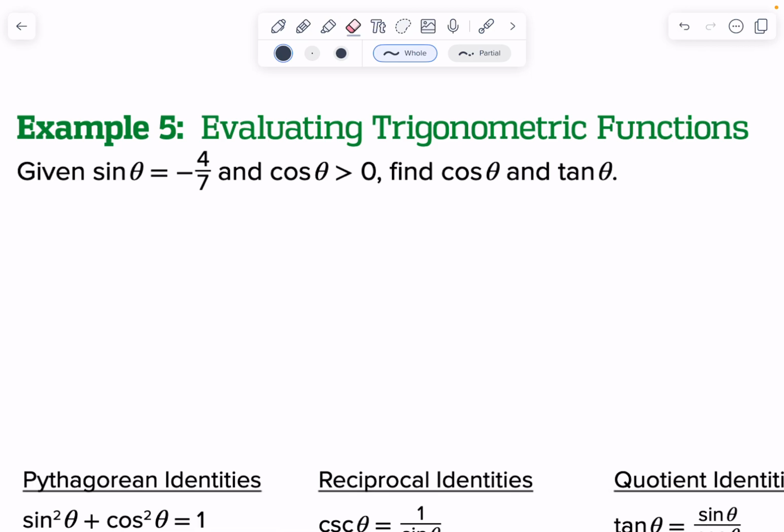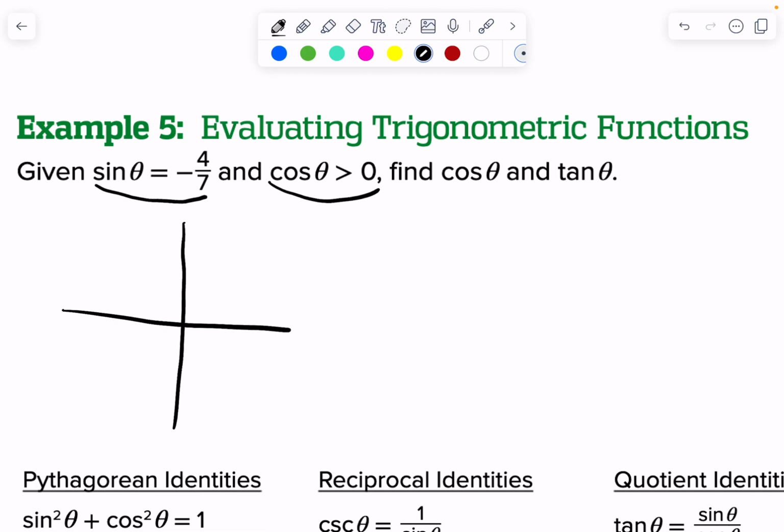So let's do this. Sine is negative, okay? This piece of information and then this piece of information is going to tell you exactly what quadrant you need to be in, okay? So sine is negative, and sine was the y coordinate, and your y coordinates are negative here and here, right? That's down, your third and fourth quadrant. But then they say cosine is greater than 0. That means cosine is positive, and cosine is your x coordinate. So they're saying my x coordinate's positive, but my y coordinate's negative, basically.